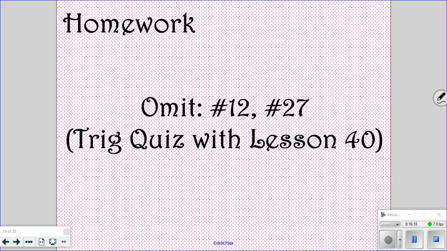Okay, for your homework tonight, you have 2 questions you get to omit, number 12 and 27. And then you're going to have your next trig quiz whenever you take lesson 40. So make sure that y'all are studying your unit circle. It's going to look identical to the last one, just with different numbers. So if you did well on the last one, then keep studying. You'll probably do well on the next one. If you didn't do very well, then you really need to study. 24 points, okay?